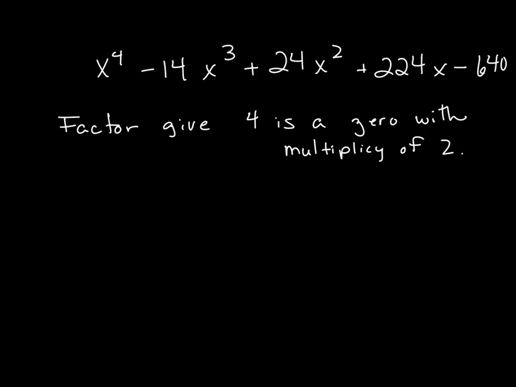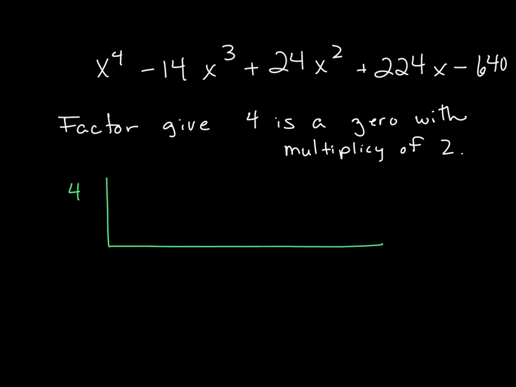All right, so we have another fourth degree polynomial, and we're asked to factor it given that 4 is a zero with a multiplicity of 2. So the first thing we want to do is set this up, and we're going to synthetically divide by 4.